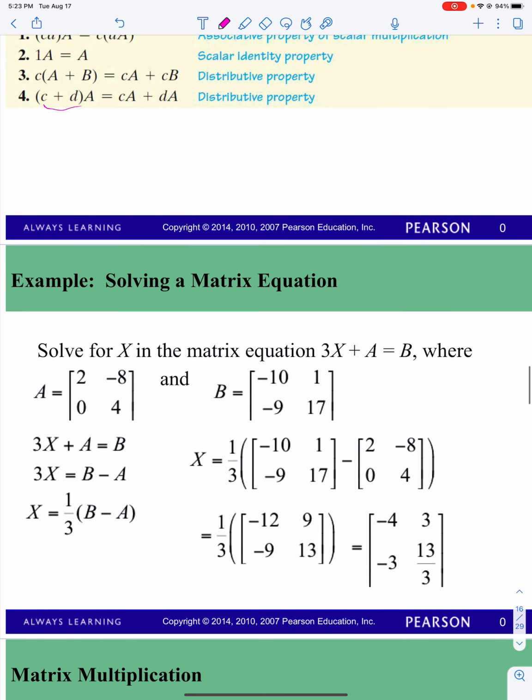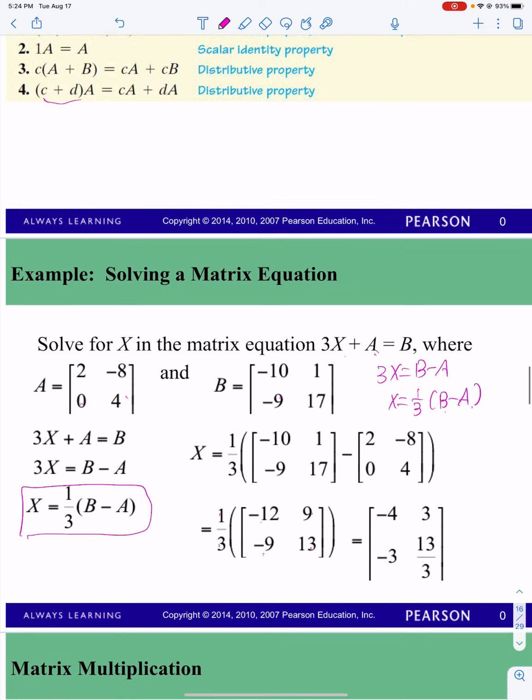Okay, so 3x plus A equals B, where A equals this and B equals this. You can solve this too. 3x equals B minus A, and x equals 1/3 times (B minus A). This is how you solve it. You subtract A from B because both are 2 by 2. Then you use 1/3, distributing 1/3 to each element, and that will be this one.